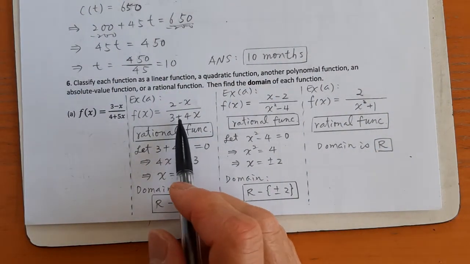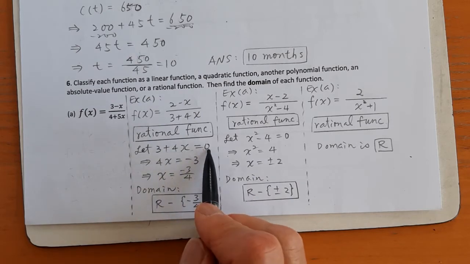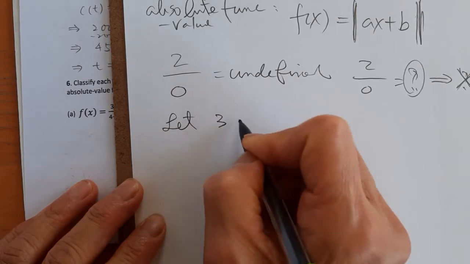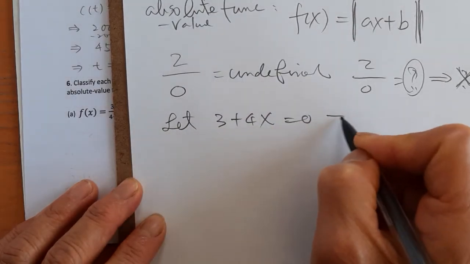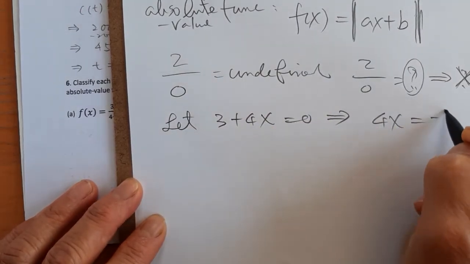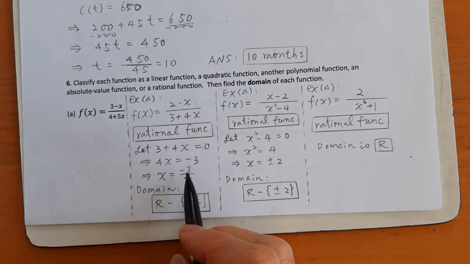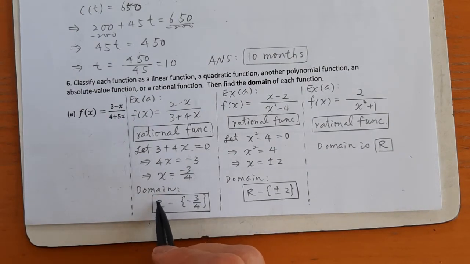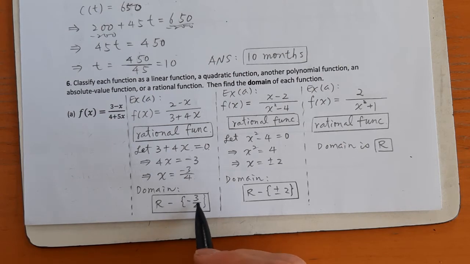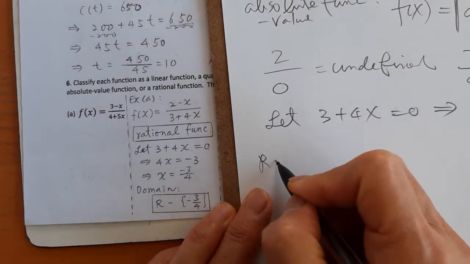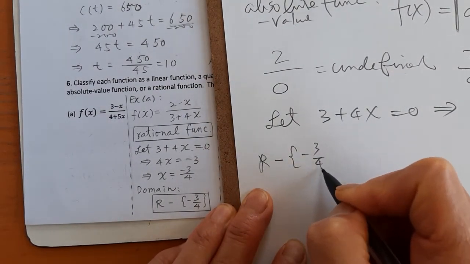So you let the denominator 3 plus 4x equal 0 and solve for x. 4x equals -3. Divide by 4. x equals -3 over 4. So the domain is all the real numbers except -3 over 4. We can put it in this form: R minus -3 over 4.